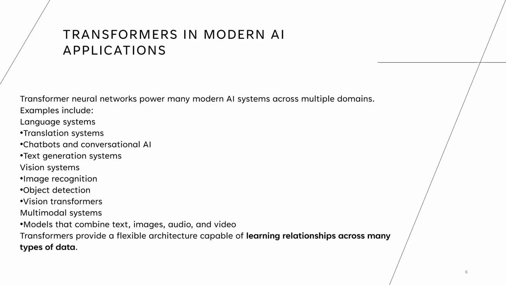More recently, transformers have been used to build multimodal systems. These systems can analyze and combine multiple types of information at the same time, such as text, images, audio, and video. For example, a multimodal AI system might analyze an image, while also interpreting a written description of that image. Because the transformer architecture is flexible and scalable, it has become the foundation for many modern AI systems across industries, and its influence continues to grow as researchers expand its capabilities into new domains.